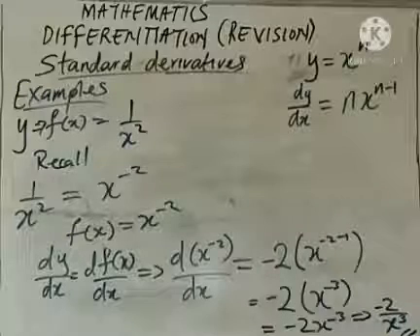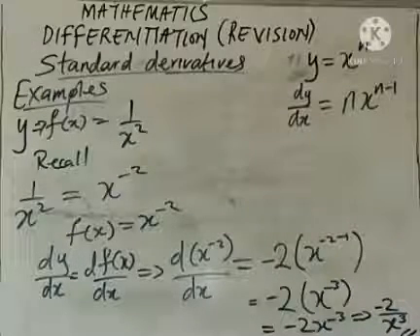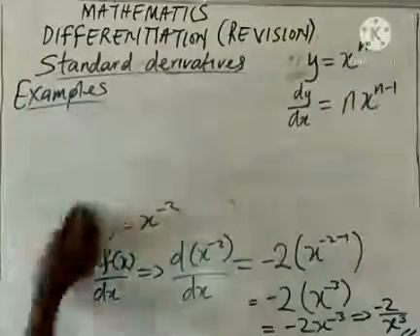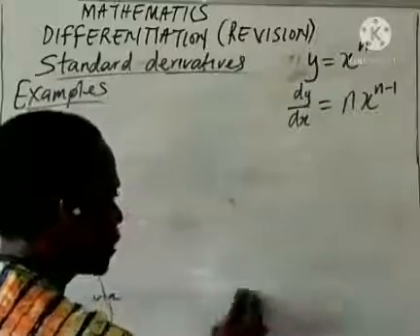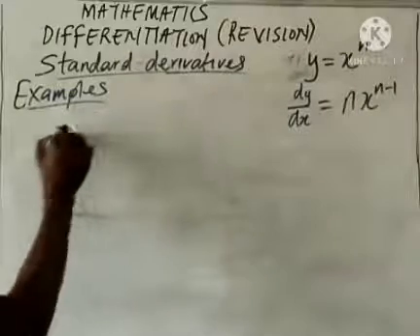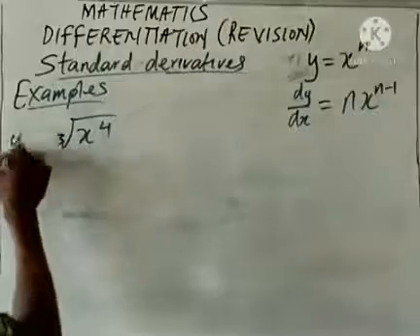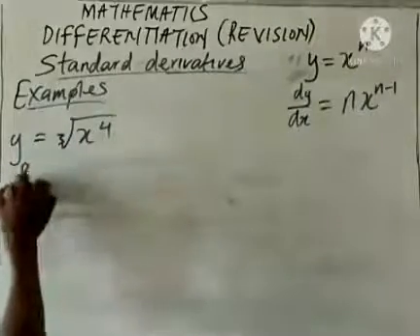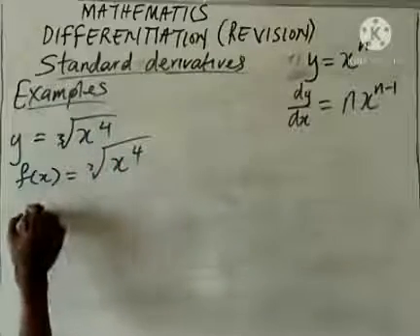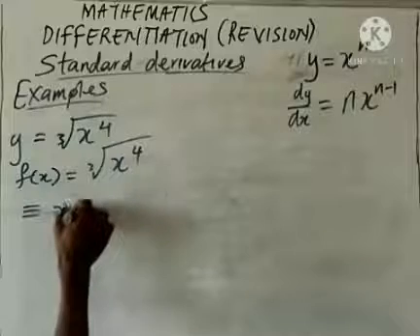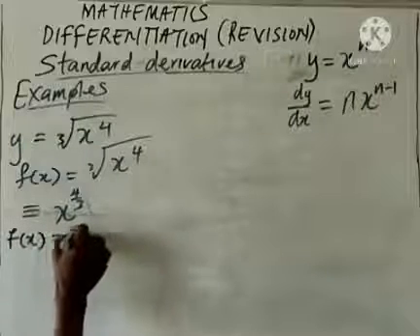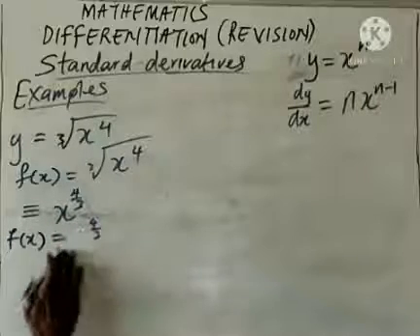Let's go into more examples for better understanding of this same basic rule with other forms of expressions of y. Now, peradventure, I'm given an expression in terms of cube root of x raised to power 4, when my y equals this, or let's say the function of x is equal to the cube root of x raised to power 4. This, according to the law of indices, can be written as x raised to power 4 over 3. Which means my f of x is x raised to power 4 over 3.